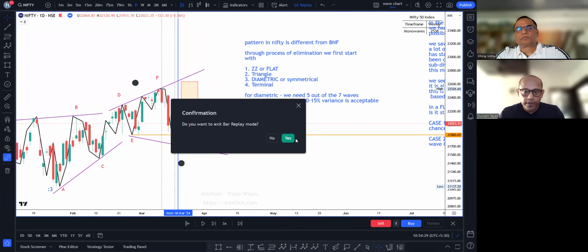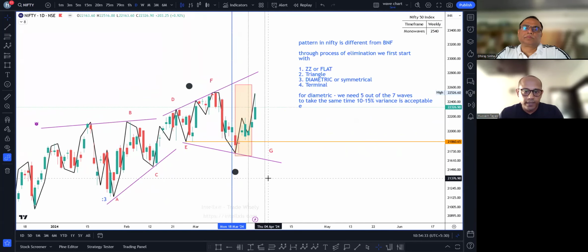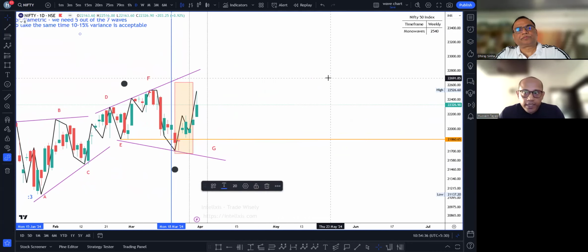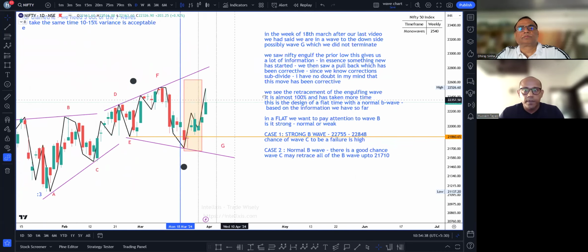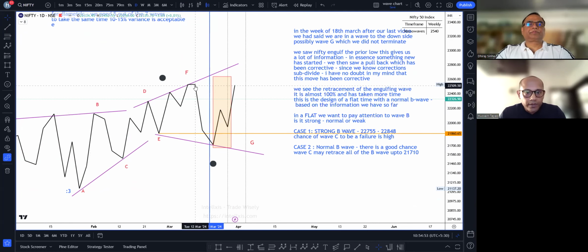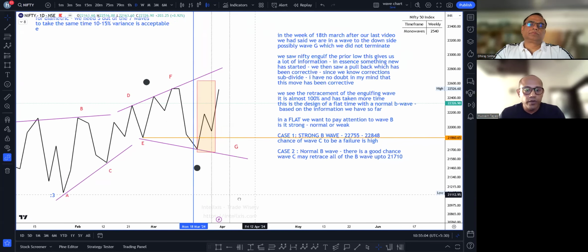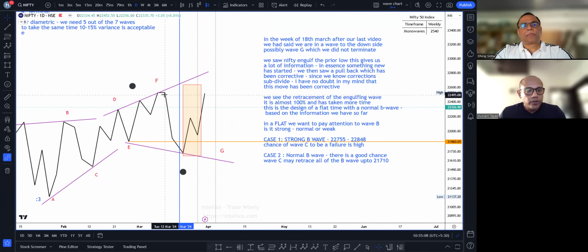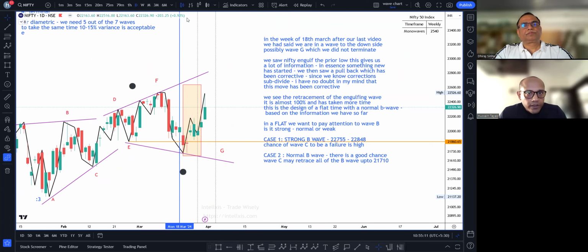I am going to switch off the replay to see the price action that we had. Let's leave this for now. So what we saw is that the price action in the week of 18th March had broken this prior swing low. In essence, this wave, and I'll switch off the candles here, engulfed the prior low. Whenever we have an engulfing wave, we know that something new has started based on NeoWave rules. So I'm going to switch on the candles over here.